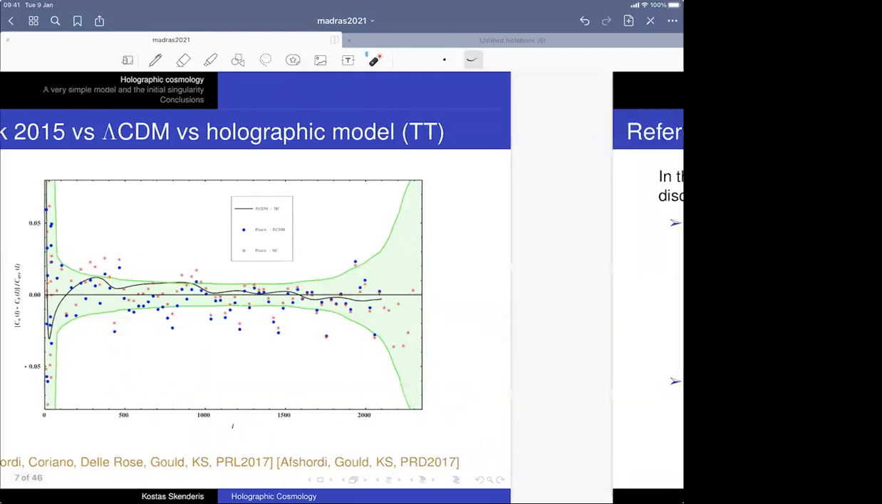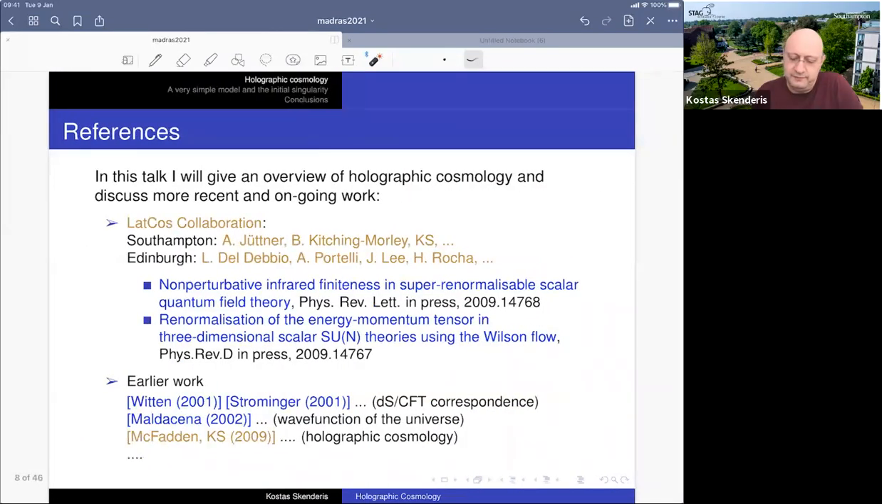And they're also compatible with data. So what I will do today is first give you an overview of holographic cosmology, trying to explain more the things I highlighted in these first few slides. Then in the second part, I will discuss recent and ongoing work, in particular these 2 papers. One is in PRL, which is in press, and another is in PRD, which is also in press.